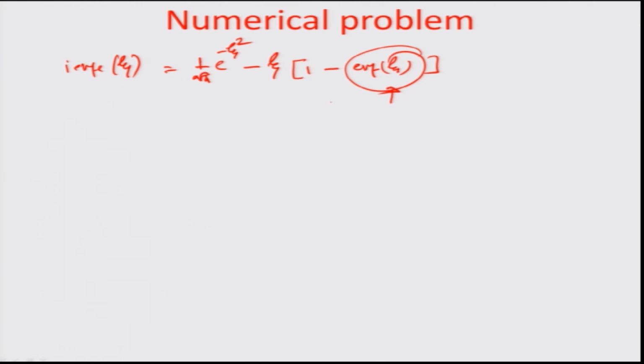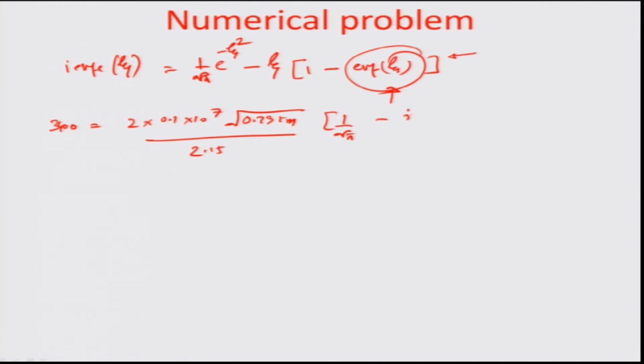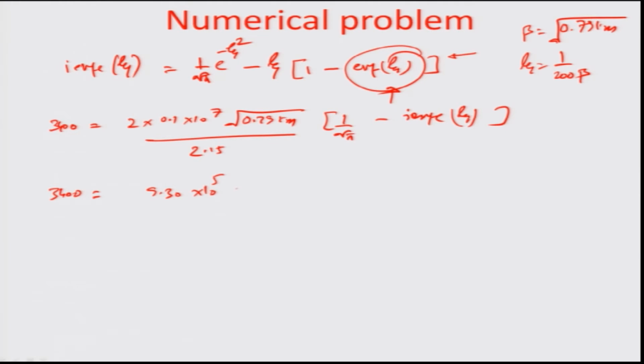So, if I wanted to substitute this here and look at how this is going to look, the equation we had earlier derived was 3400 equal to twice into 0.1 times 10 to the power of 7 times root of 0.79 Tm divided by 2.15 times 1 by root of pi minus IERFC of zeta. Zeta was given as 1 by 200 beta here, and beta again I had assumed as 0.79 Tm whole under the root. So, I am left with a formulation where I say 3400 is equal to 9.30 times 10 to the power of 5 times beta.